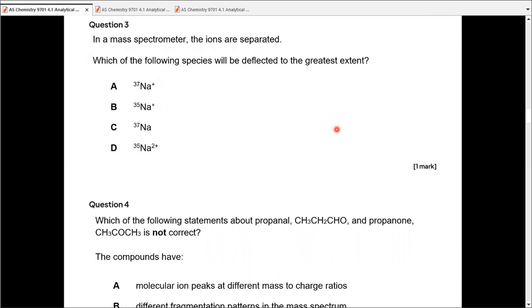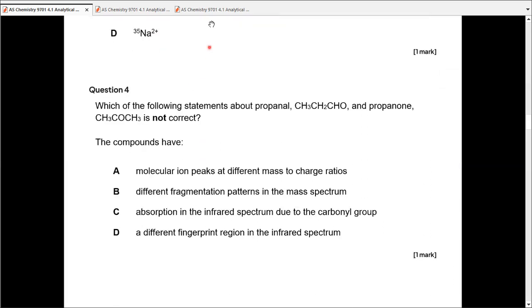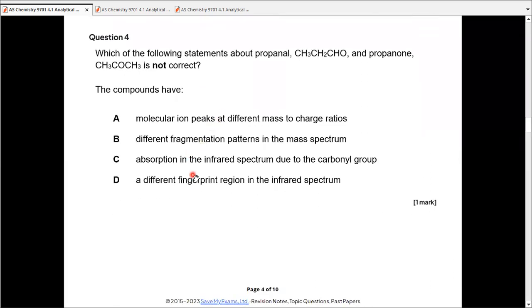Now let me tell you, the lowest mass or the one with the highest charge shows the greatest extent of deflection. So under all the cases, the lowest mass would be in Na-35, but that brings us to both B and D. But the highest charge has the greatest deflection, so B is not the right answer. D is Na-35 with 2+ charge. Good. Okay. Question 4.